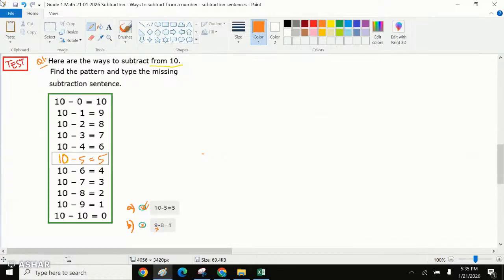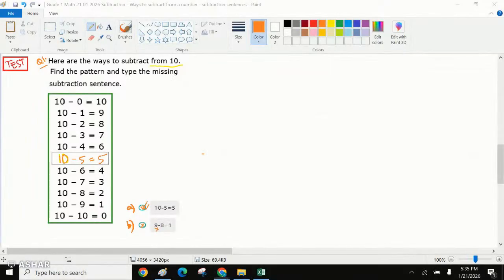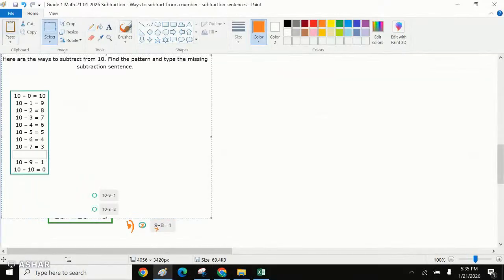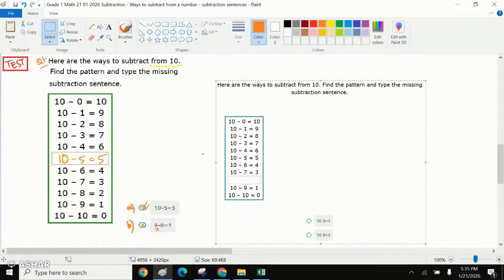Okay. For the next question that we have, let's select this option. Option number A, that is correct. Moving on to question number 2. Again, they have subtraction from 10. This is question number 2, sorry.